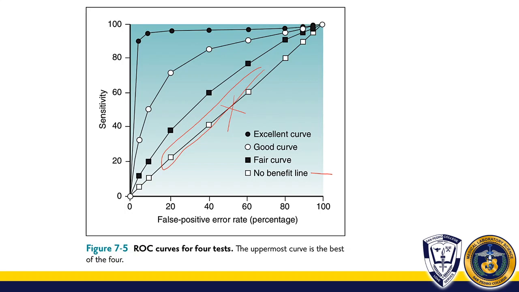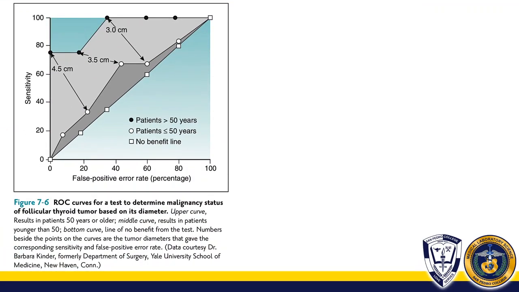So, pangit na siya. Next, kinsa man ang pinakaduol sa inyong upper left? Walay lain. Very obvious pa lang diri sa inyong curve, di ba? Kani si darkened circle, o yung inyong excellent curve. Okay? Almost near to 100 ang sensitivity and almost 0 ang false positive error rate. Okay? So, mohatag ta og another example, another specific example.